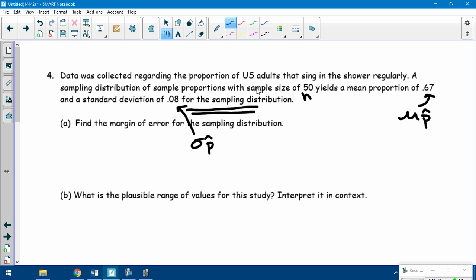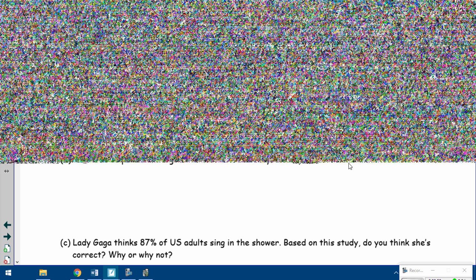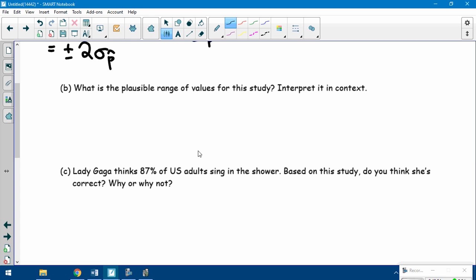So again, part A, when I want to find the margin of error, I'm just doing plus or minus 2 standard deviations of all the p-hats, which they gave me. So that should be easy. Tell me the plausible range of values with an interpretation, so mean plus or minus the margin of error, and then tell me if Lady Gaga's claim is plausible.